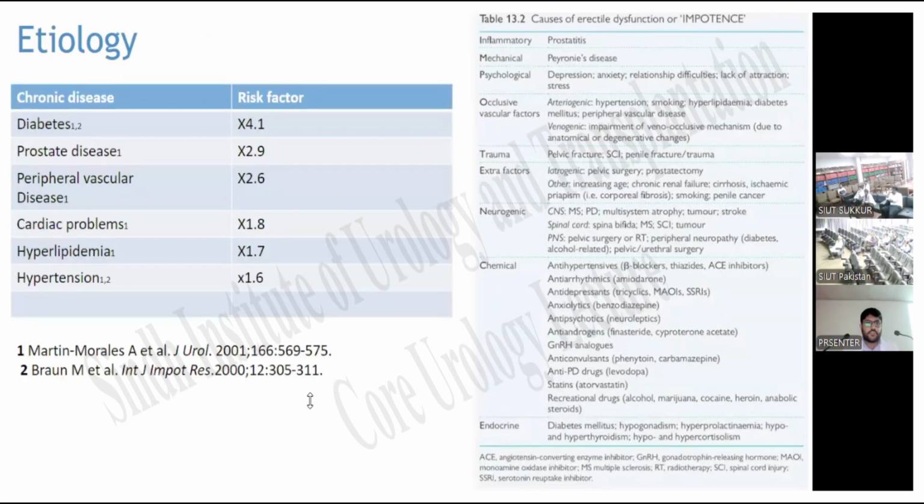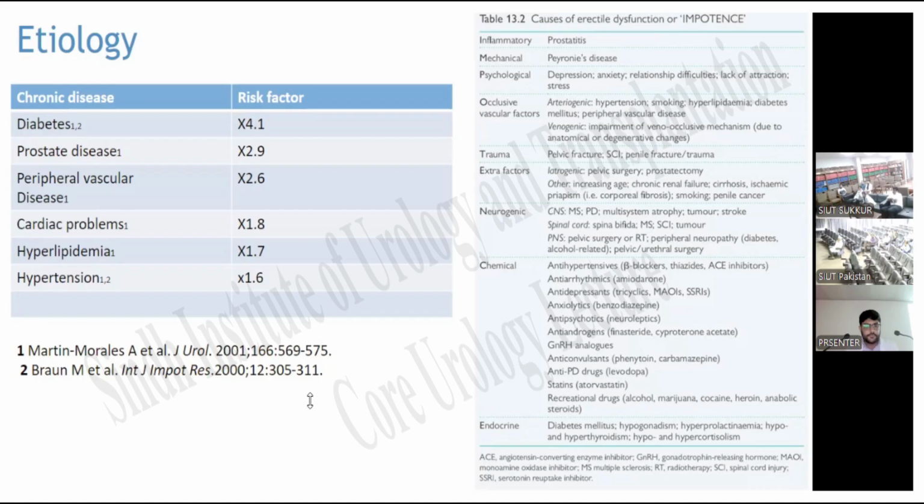Etiology: chronic disease, diabetes, prostate disease, peripheral vascular disease, cardiac problems, hyperlipidemia, hypertension. All these are the comorbidities, with references given of the journals in which these articles are published, which either knew the prevalence of these chronic diseases leads to the risk factors. Diabetes enhances the risk factor of erectile dysfunction by 4x.